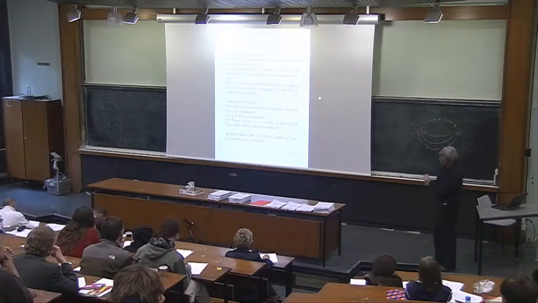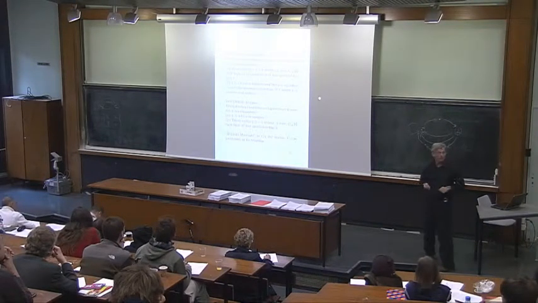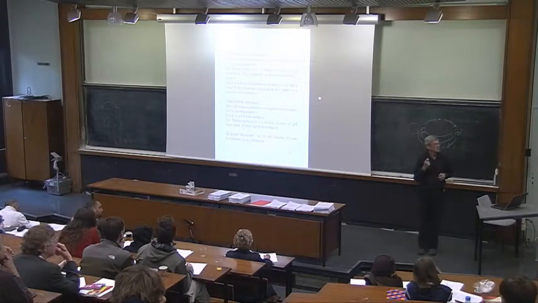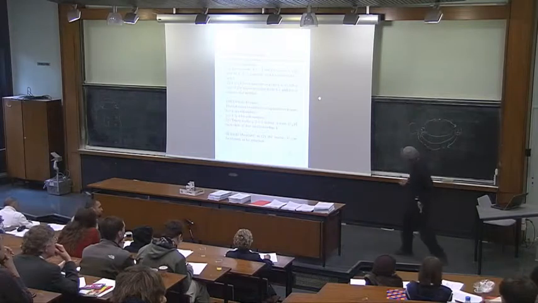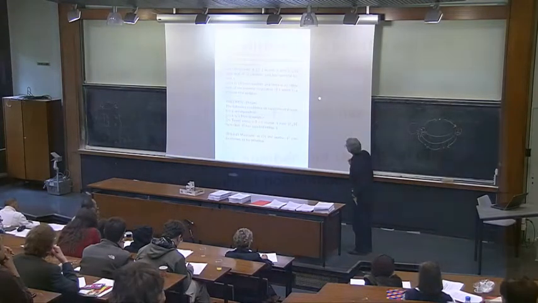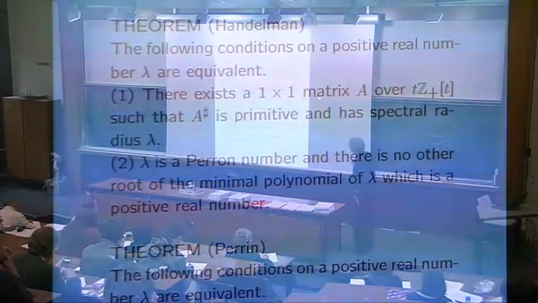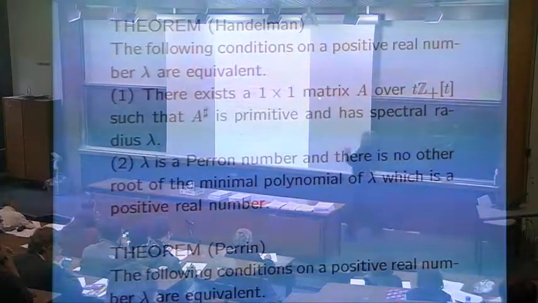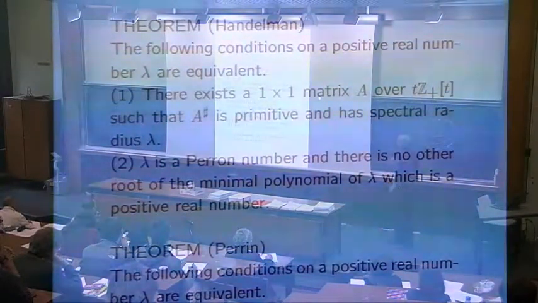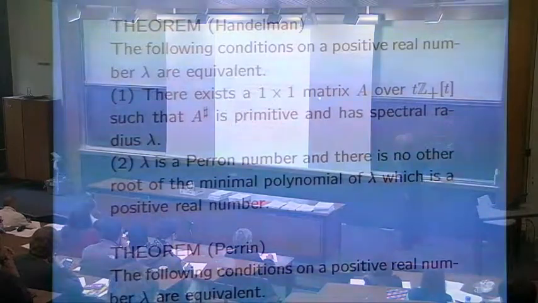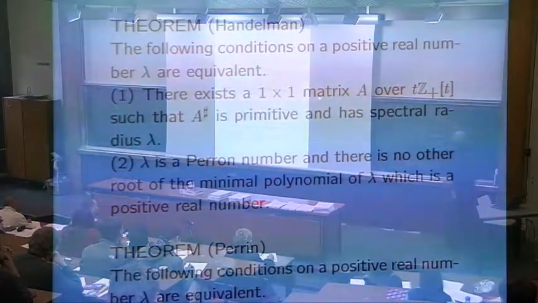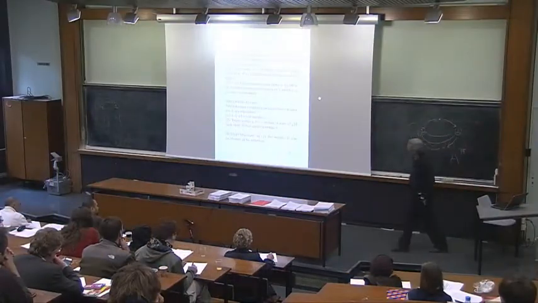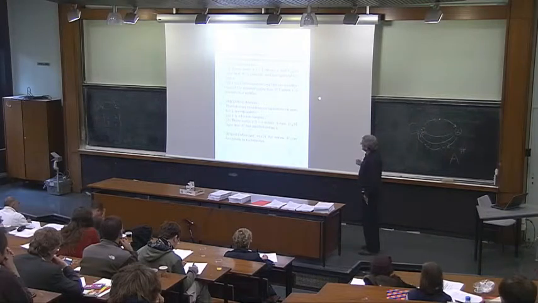So first there's a theorem of Handelman. Okay, I have half an hour. And it's that the following conditions on a positive real number are equivalent. The first condition is that there's a 1 by 1 matrix A such that this A sharp, the adjacency matrix for the corresponding directed graph, is primitive and it has a spectral radius lambda.